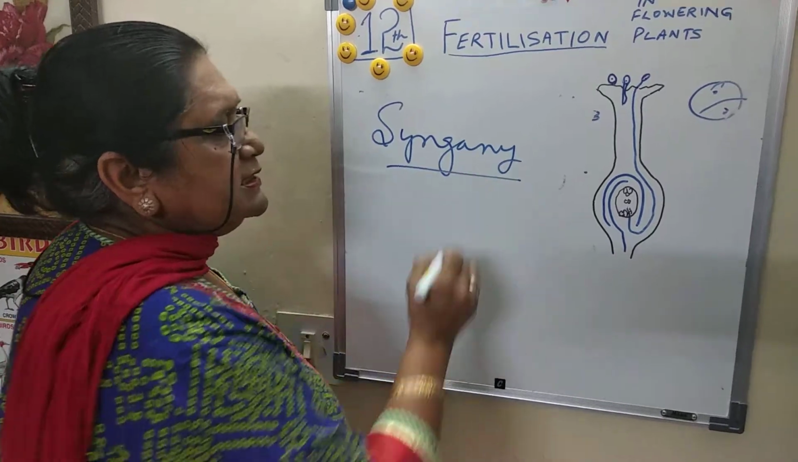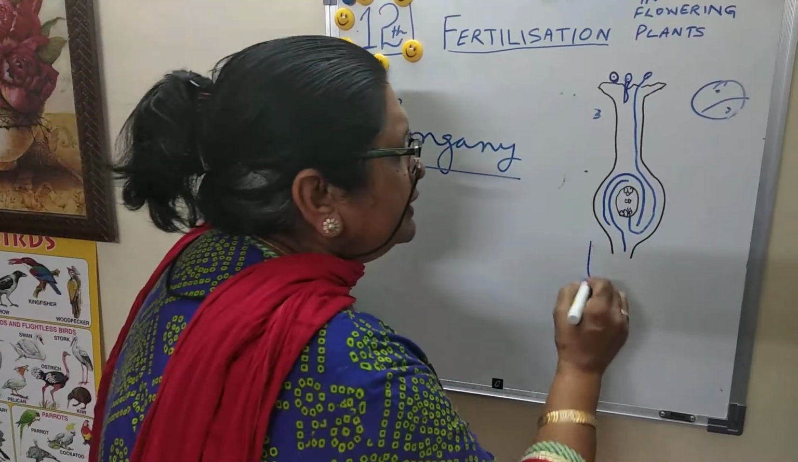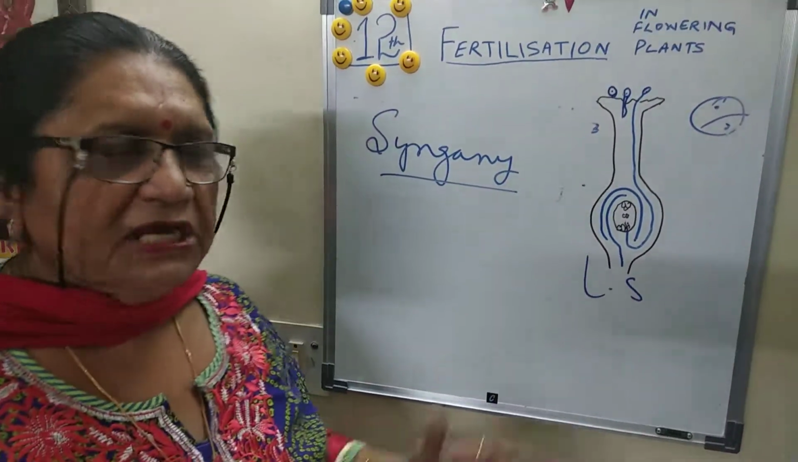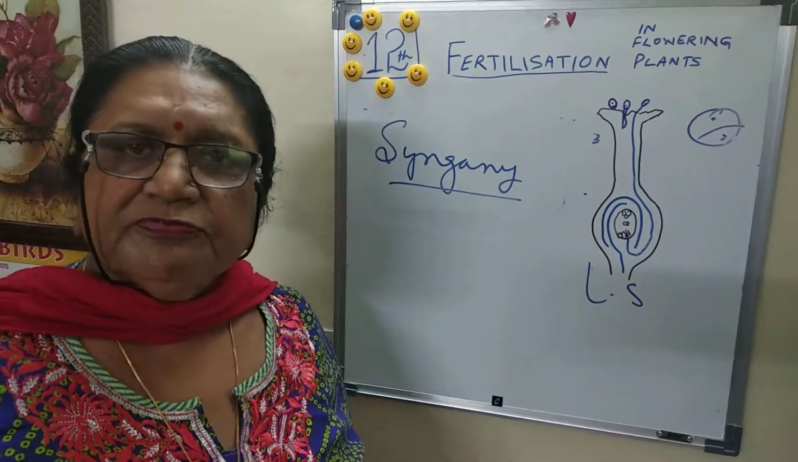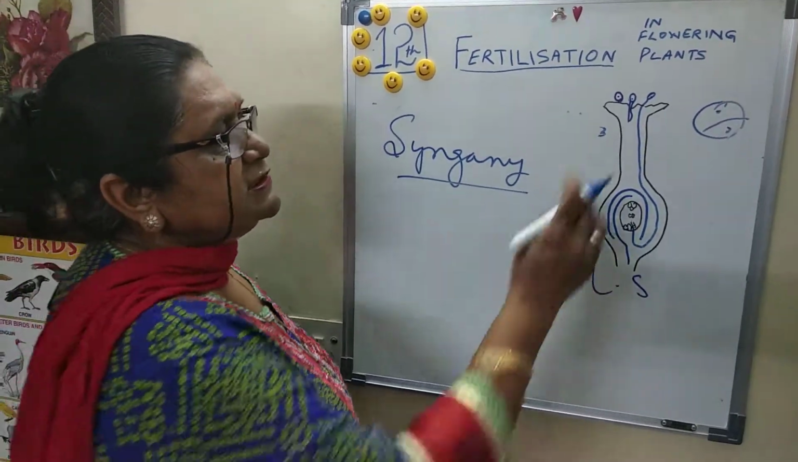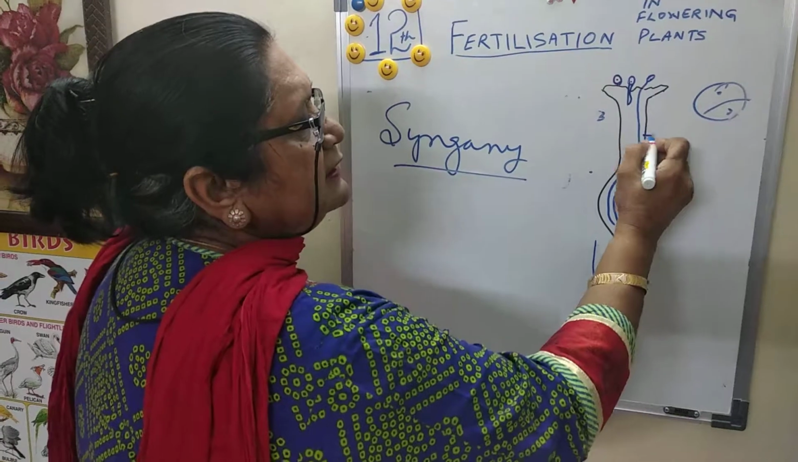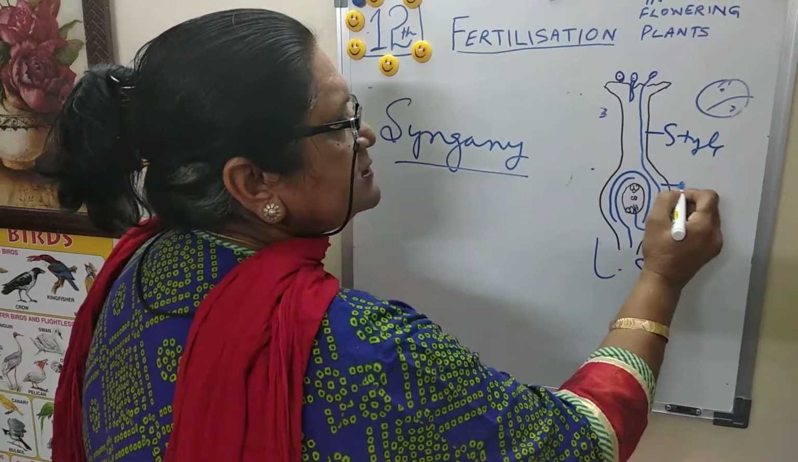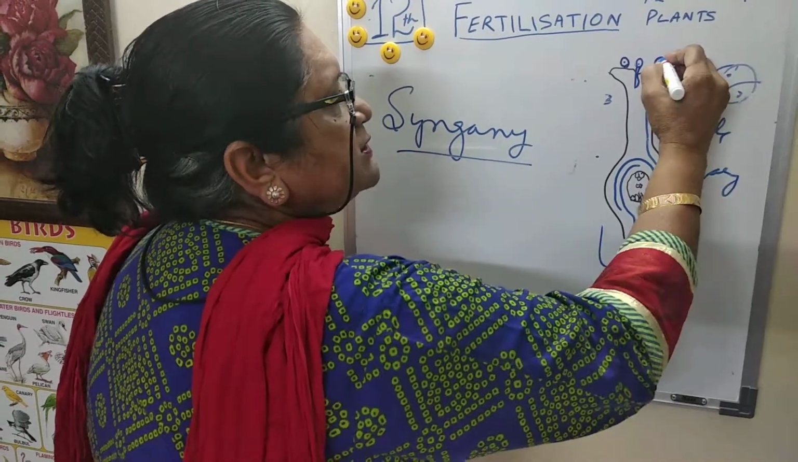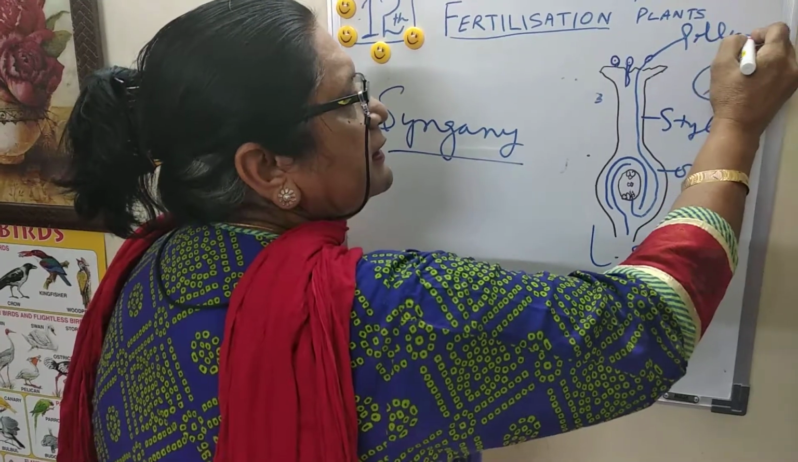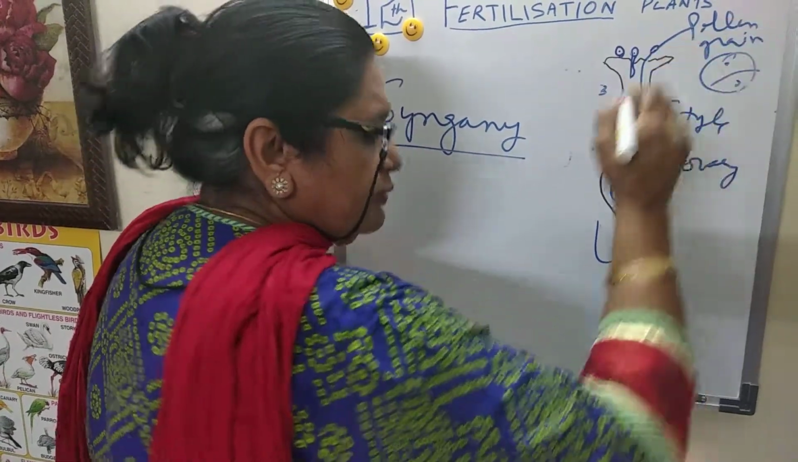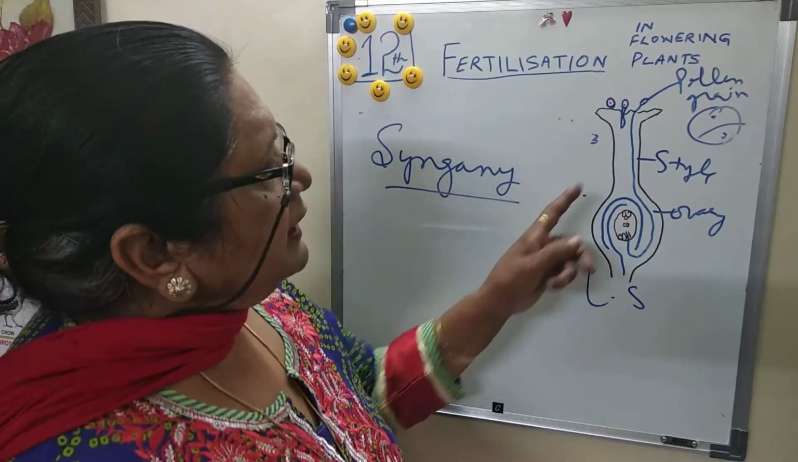Now this is a diagram showing the longitudinal section, how the pollen tube is formed. This is the stigma, this is the style, this is the ovary. This is the pollen grain, the labeling, again important for your board exam.